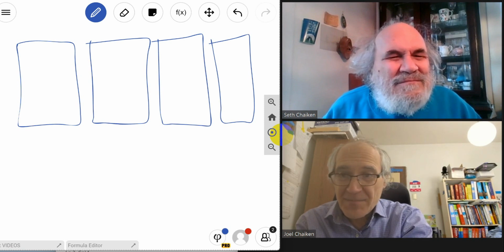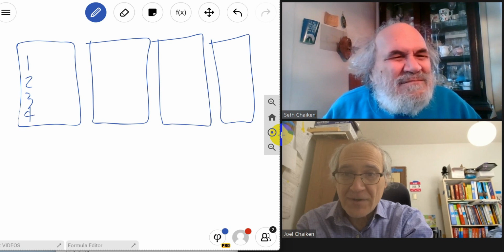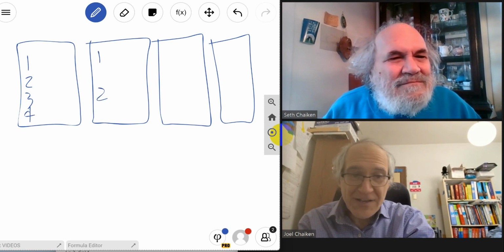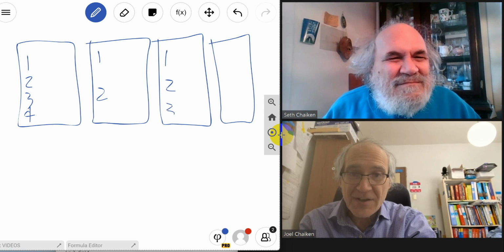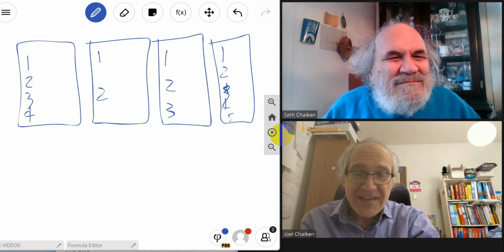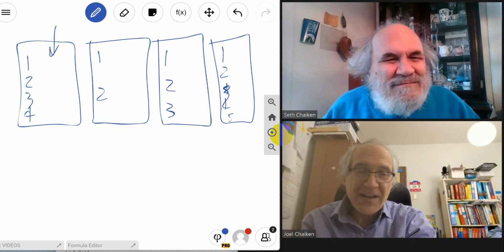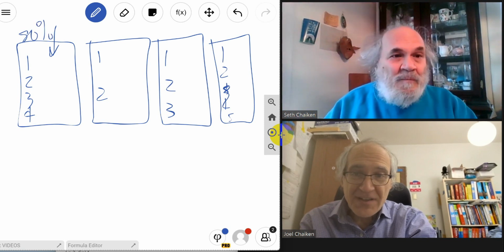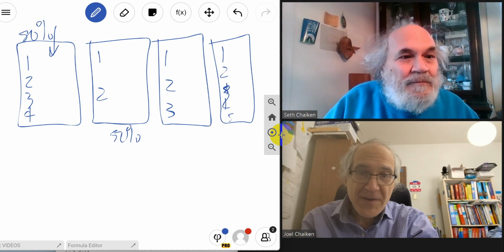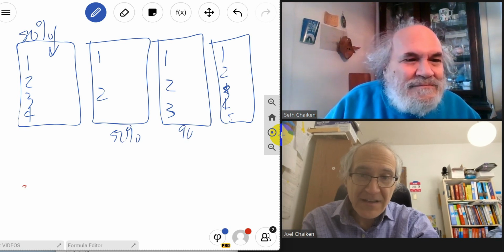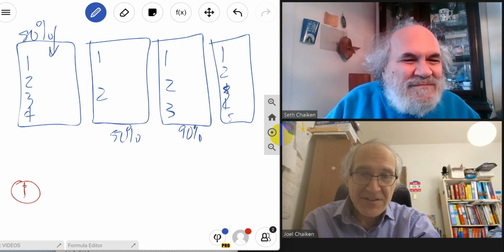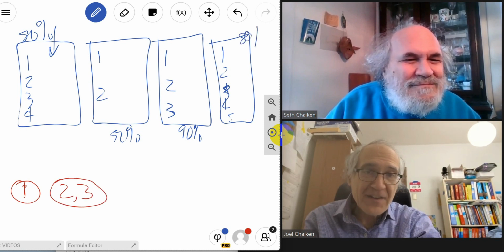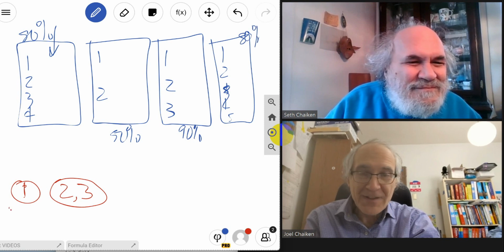So this page had 4 questions. This page had 2 questions. I'm making this up. This page had 3 questions. And this page had 5 questions. Now, we went through each page, and I graded each one. On this page, you would get an 80. On this page, you would get a 50. On this page, you would get a 90, 90% correct. And on this page, you would get an 80 again.